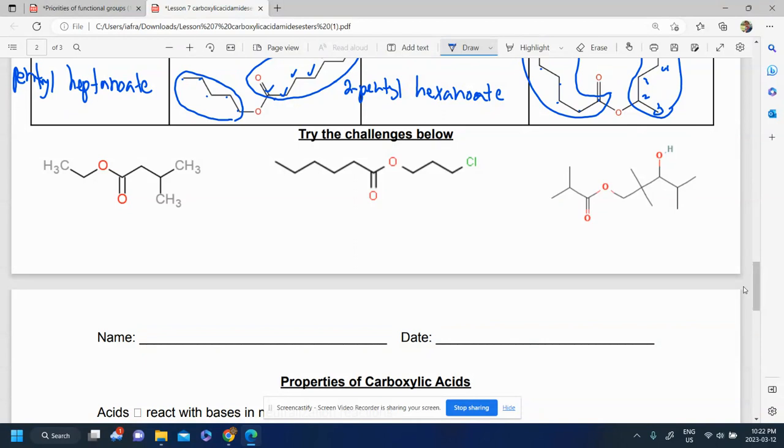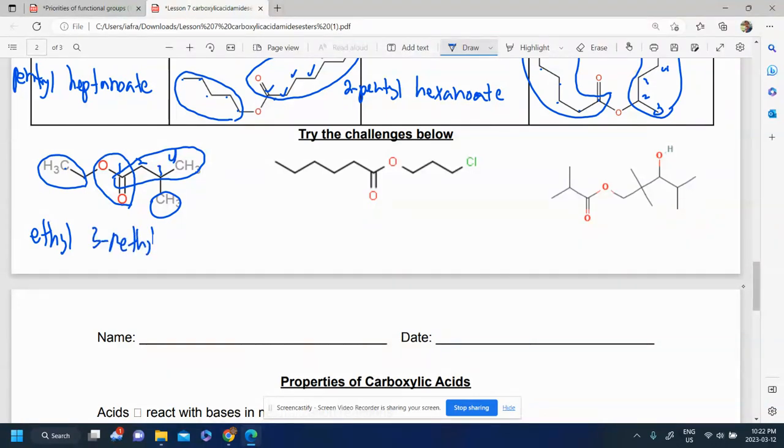So here we have an ester. It looks like the carboxylic acid region's here. It has a substituent on it. This is the alcohol region over here. So there's 2 carbons, 1 and 2. So that's an ethyl group. Now we have to name our substituent first. So 1, 2, 3, 4. 3-methyl butanoate.